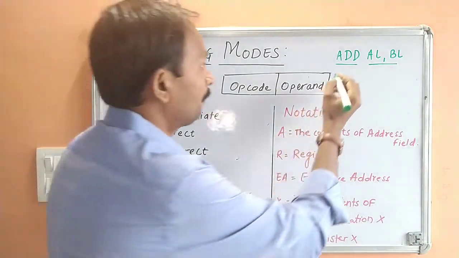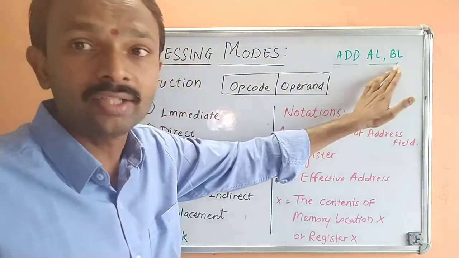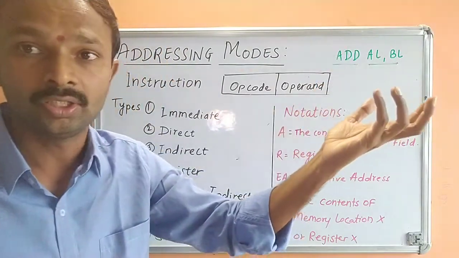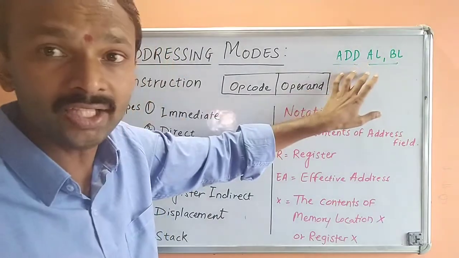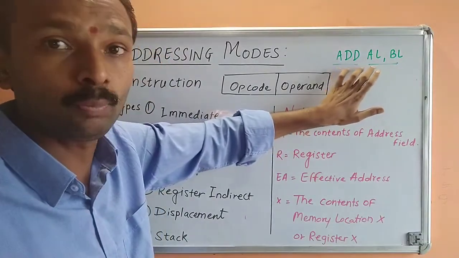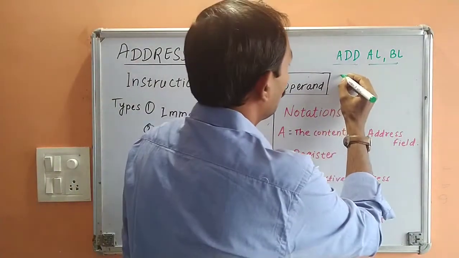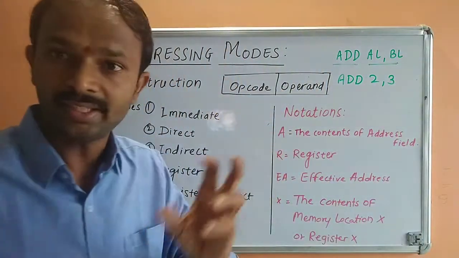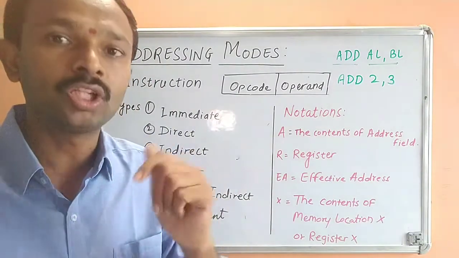For example, here, add AL, BL. AL and BL are registers, and these registers specify memory locations from where the data is taken, giving the add instruction its two different operands, because add wants to perform addition on two numbers. Generally, we cannot write add 2, 3 inside assembly language programming or processor programming while learning computer architecture.